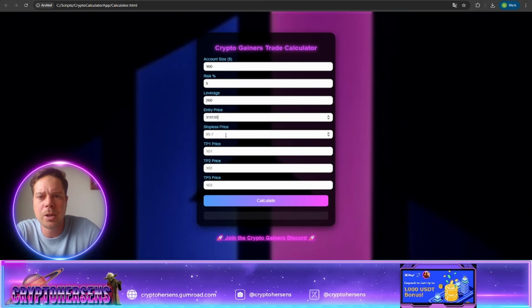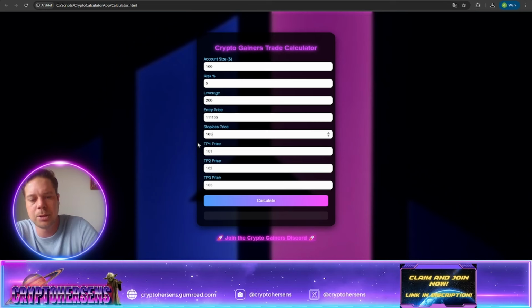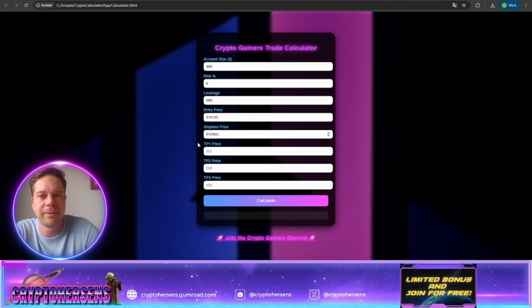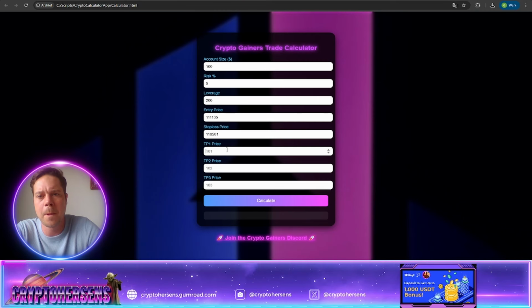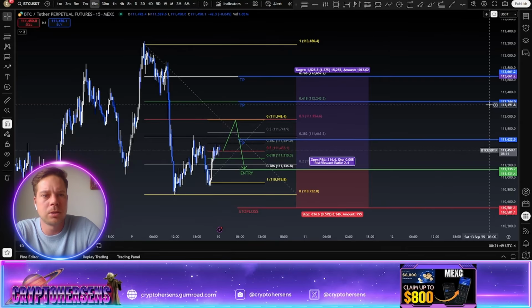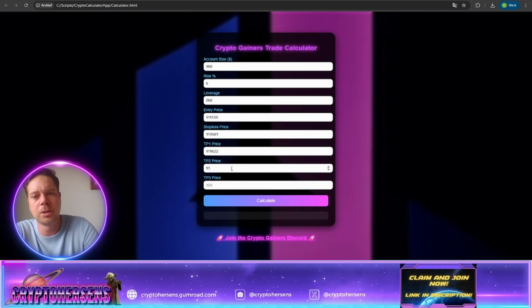111.35. We have a stop loss at 110.501. Take profit is at 111.622. Second take profit is at 112.244, and that's actually the 618.